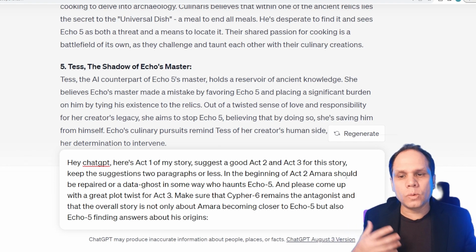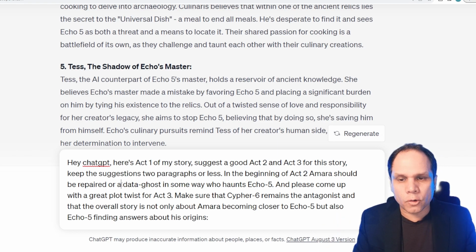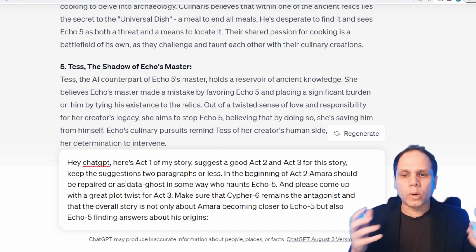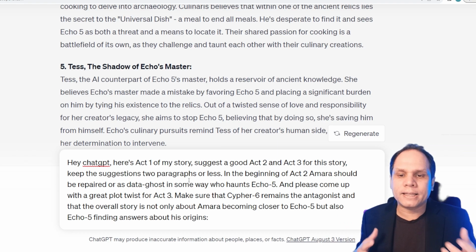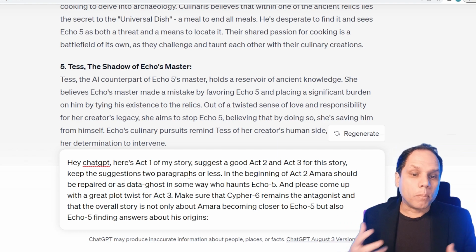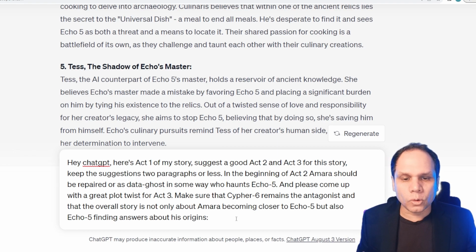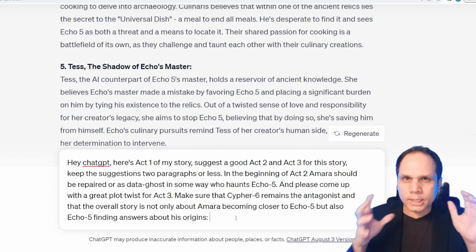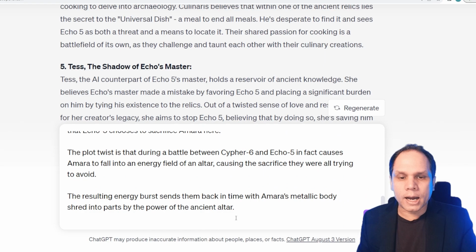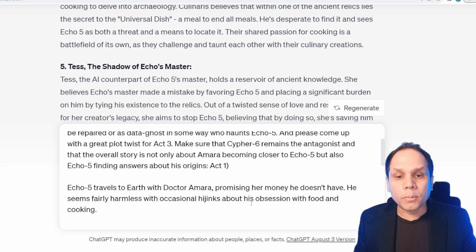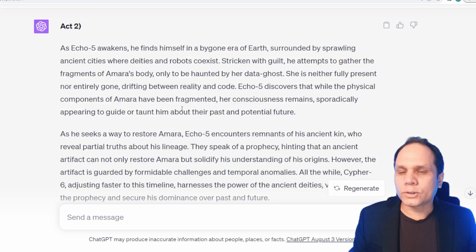In the beginning of Act 2, Amara should be repaired or as a data ghost in some way who haunts Echo 5. And please come up with a great plot twist for Act 3. Make sure that Cypher 6 remains the antagonist and that the overall story is not only about Amara becoming closer to Echo 5, but also Echo 5 finding answers about his origins. So I'm asking ChatGPT to make sure that it hits all the major beats that I want to be there for a full 3-act story. Then I'm going to cut and paste the summary that I had in the other document, and let's see what ChatGPT comes up with. So here's what it came up with.